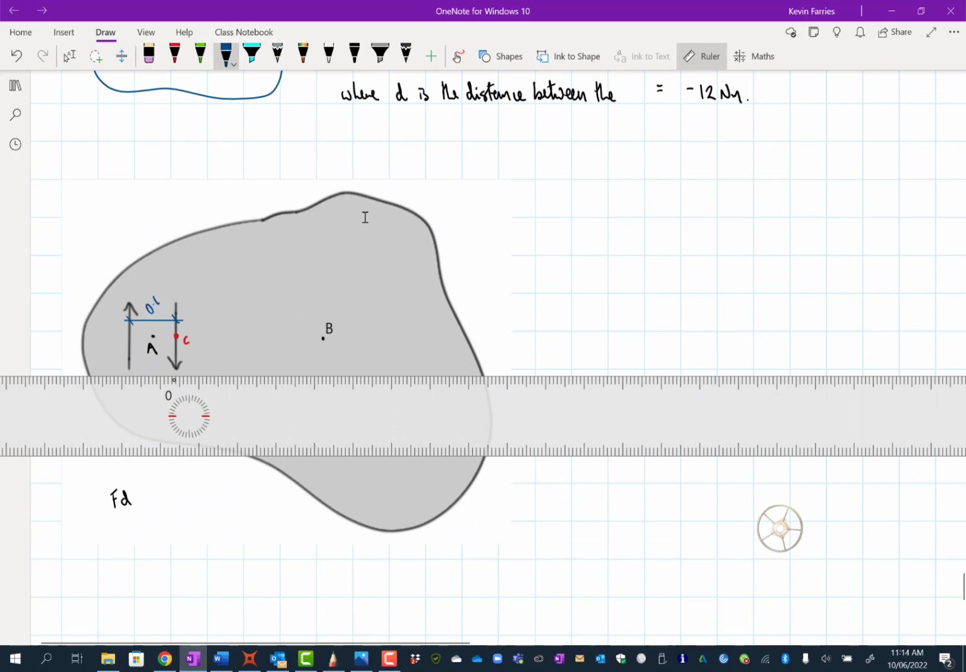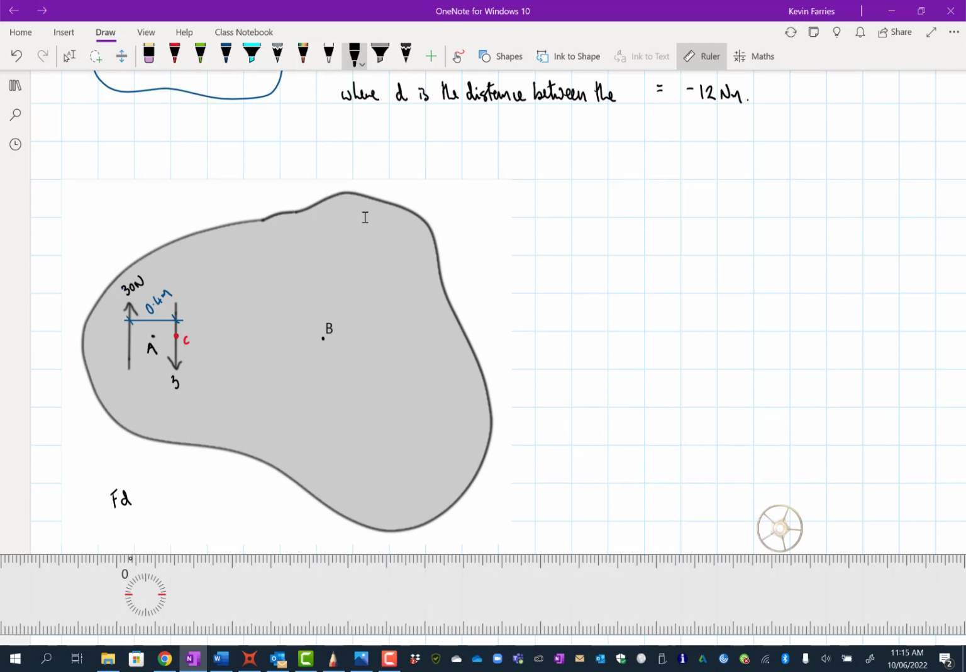So 0.4 meters. And the forces will be the same as before, 30 newtons for each force. Previously we found that the moment associated with this couple was 30 times 0.4. Let's try C now and look at what the moments would be about the point C.